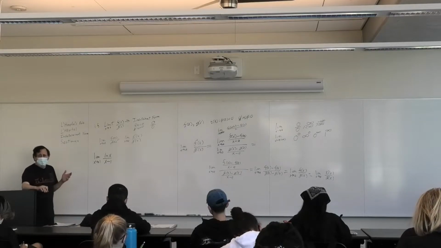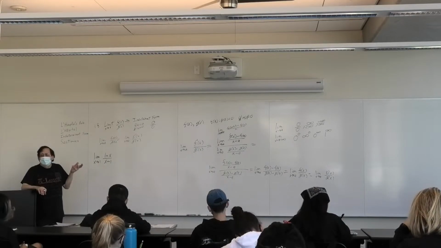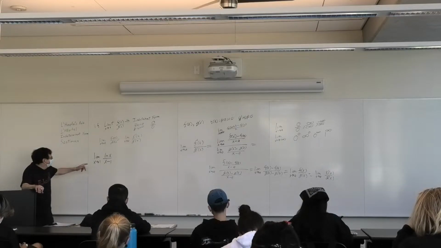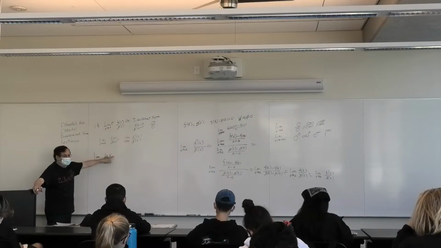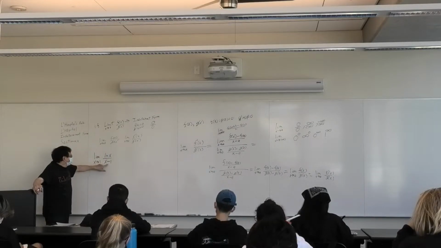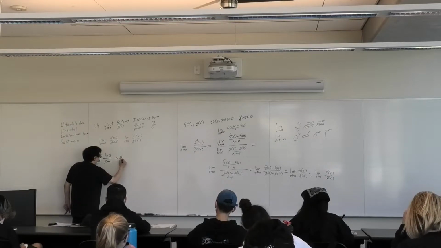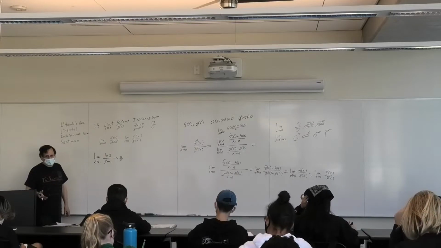So step 1 is always verify that this is an indeterminate form. The log of 1 is 0. 1 minus 1 is 0. So this is going to 0 over 0. So we can use L'Hopital's rule.